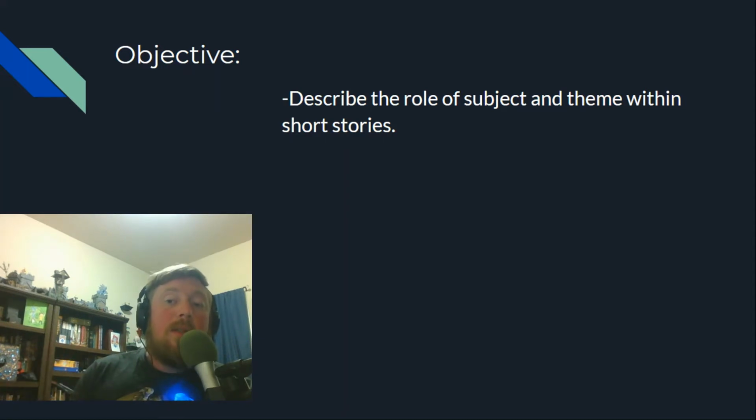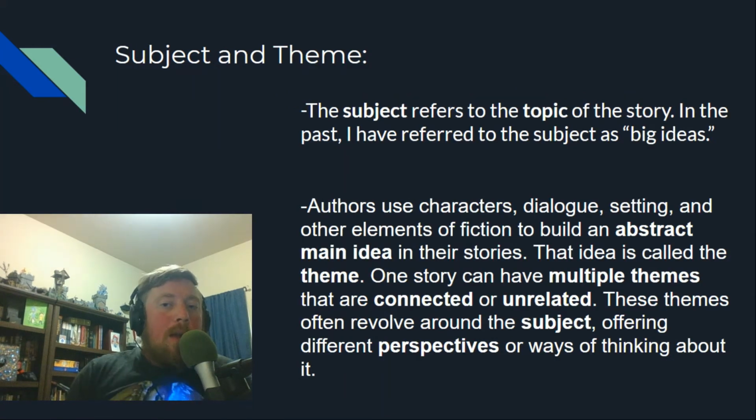The subjects and the themes are going to be a lot more complex, and it takes a little bit of work. It takes a little bit of detective work specifically to find the theme. Subjects are easy to find. Themes are a little bit more difficult. So I wanted to go ahead and give you a good idea of what these two separate components are and how they're interwoven together. The subject refers to the topic of the story. In the past, I've referred to the subject as the big ideas of the story. Perhaps you've heard that whenever you were in middle school or whenever you were a freshman, that big ideas can also be called the subject.